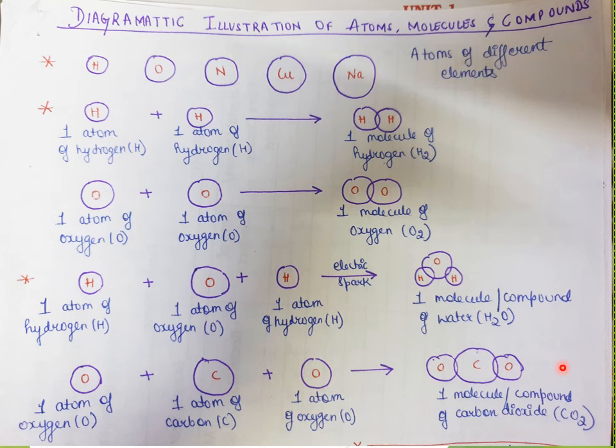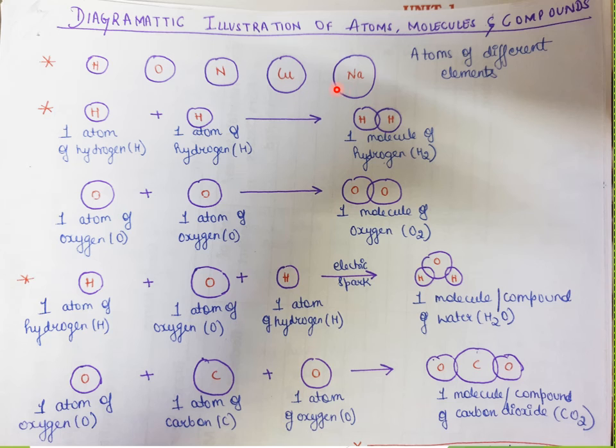This is the last part of today's session. This is a diagrammatic representation that differentiates between atoms, molecules, and compounds. Now, let's say this first section describes the atoms of different elements. So, this is the atom of hydrogen element, this is the atom of oxygen element, this is the atom of nitrogen element, this is the atom of copper element, this is the atom of sodium element.